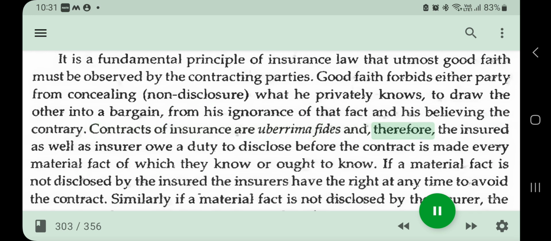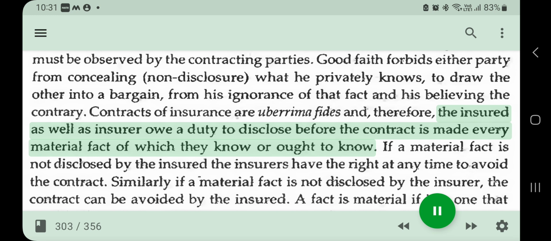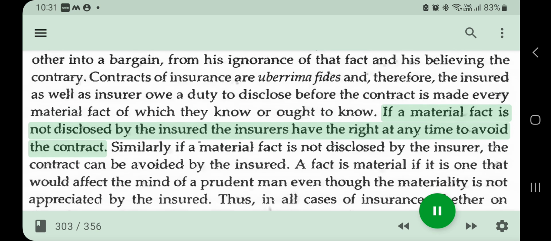Contracts of insurance are uberrima fides, and, therefore, the insured as well as insurer owe a duty to disclose before the contract is made every material fact of which they know or ought to know. If a material fact is not disclosed by the insured, the insurers have the right at any time to avoid the contract.